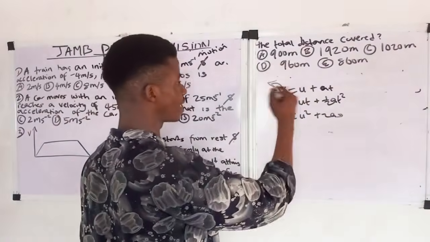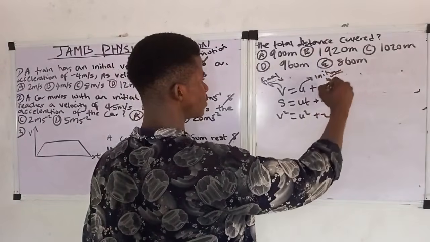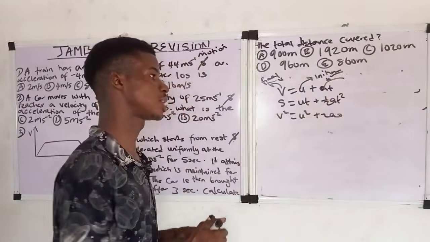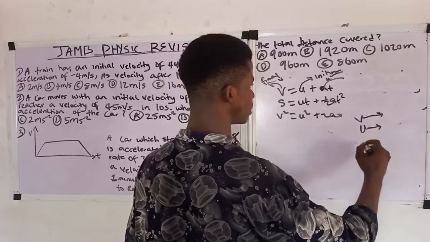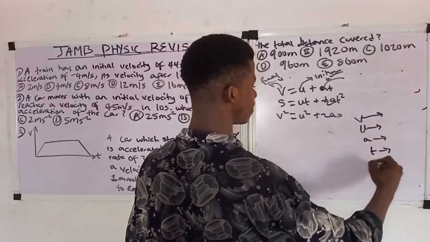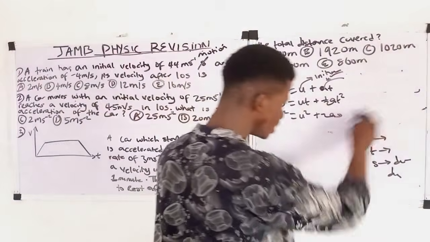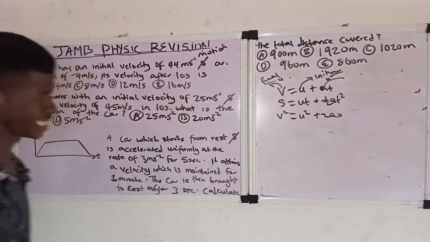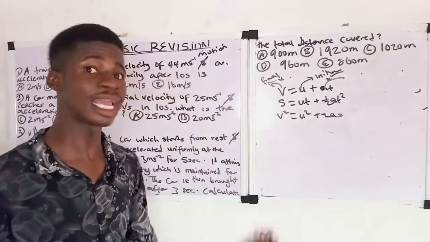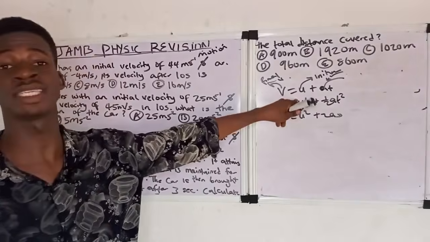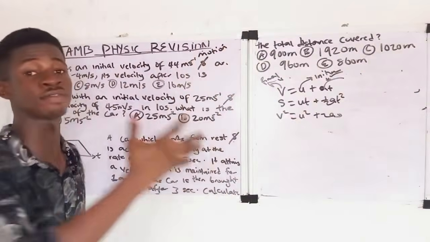We all know that v is the final velocity, u is the initial velocity, a is acceleration, t is time, while s is distance, or displacement. So these are the three equations of linear motion. Now it's very easy. It depends on the type of question they give us. The type of question determines the type of formula we are going to use.